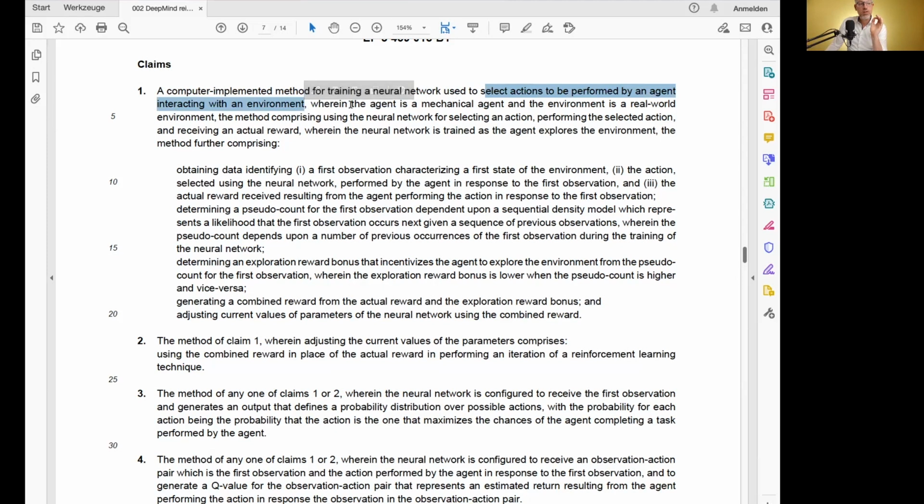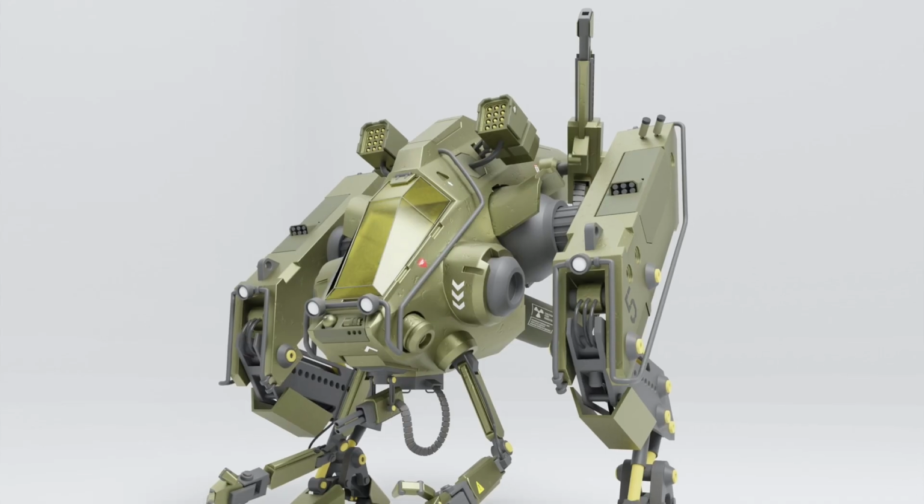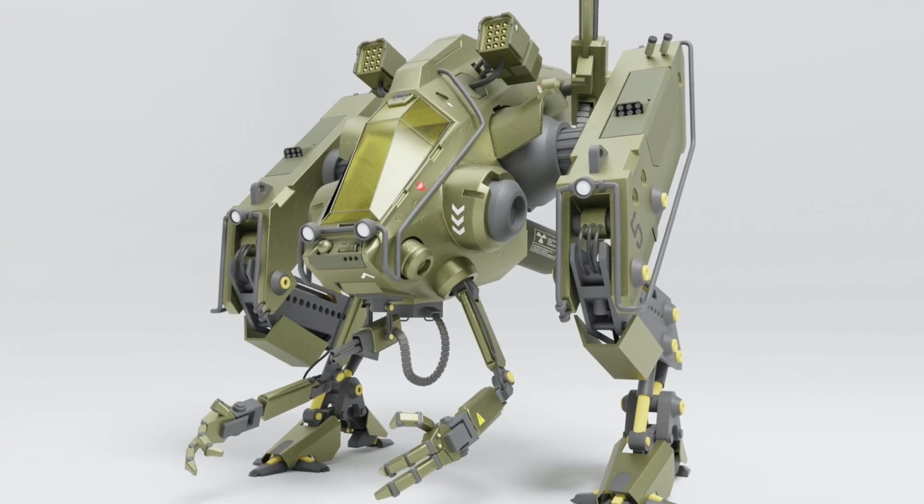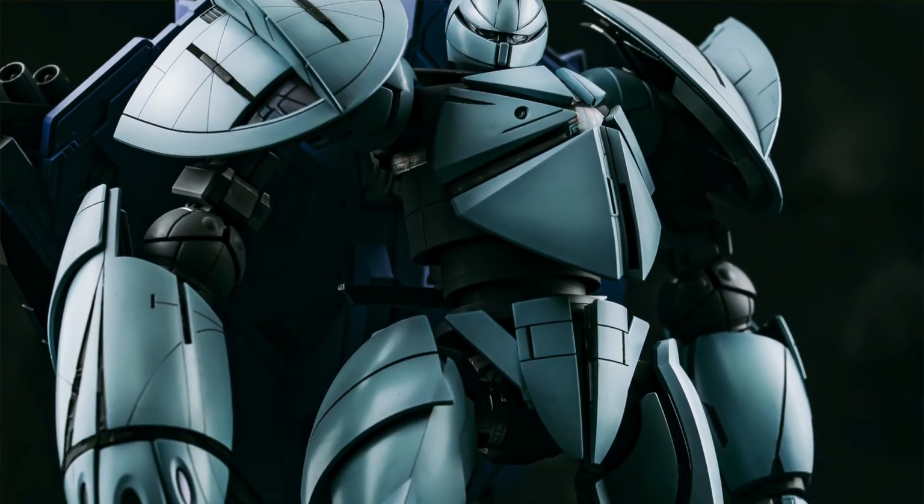And then it is also limited to the fact that the agent is a mechanical agent and the environment is a real-world environment. So in essence, DeepMind restricted their innovation here to the use within a robot which navigates through the real world. And this way, the whole mathematical part, the training algorithm, has a direct link to physical reality, namely it controls the robot, the mechanical agent.